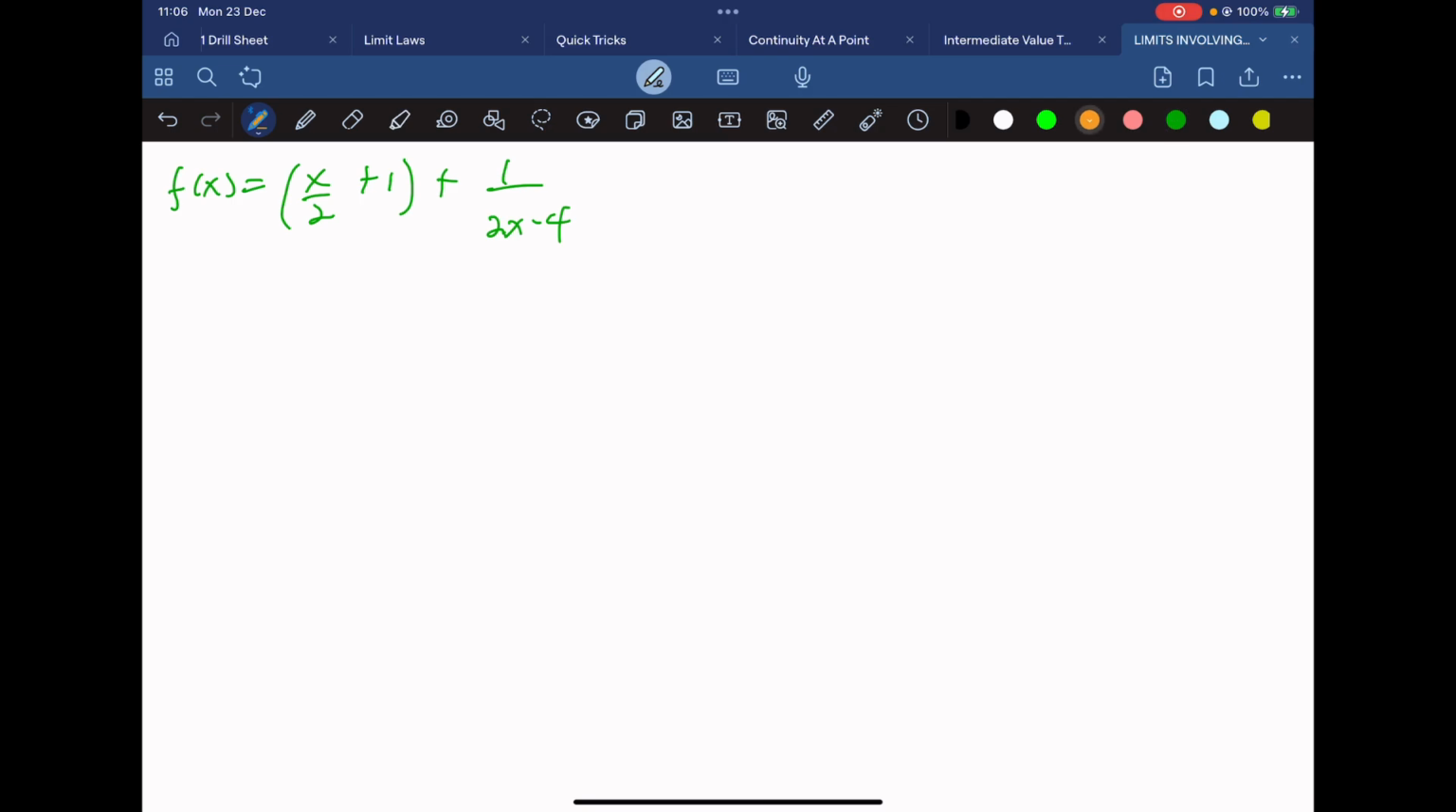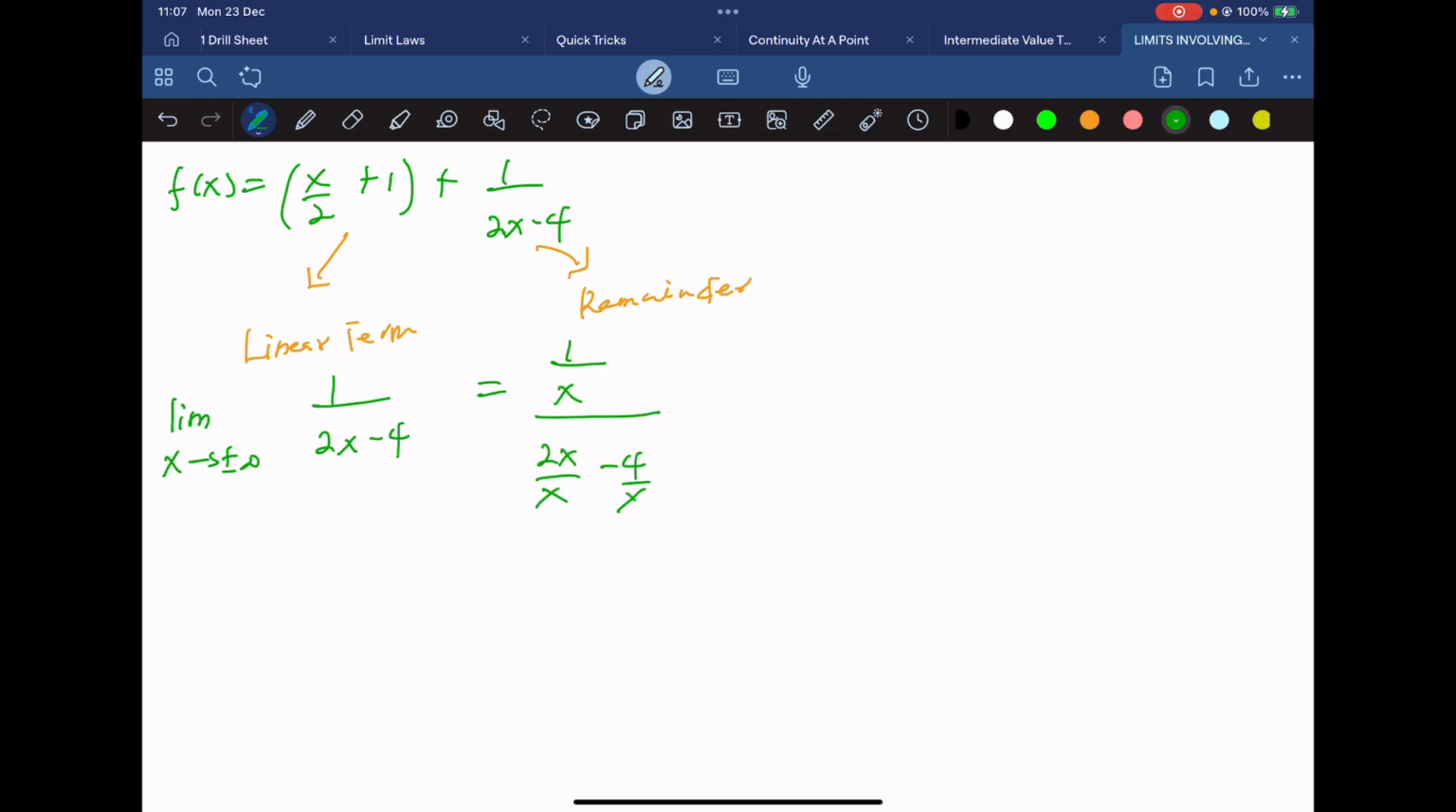So whenever you are finding an oblique asymptote, you are always going to get, this is what we call our linear term, and this is what we call the remainder. So now we have to take the limit as x approaches plus or minus infinity of the remainder. If you do so, remember, you always look at the highest power in the denominator and divide the numerator and the denominator by it, right? So we have 1 over x, 2x over x minus 4 over x.